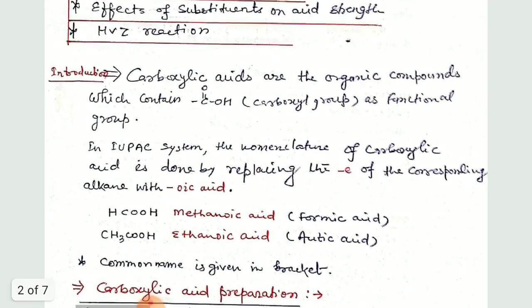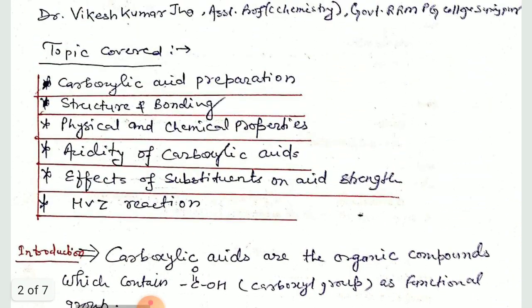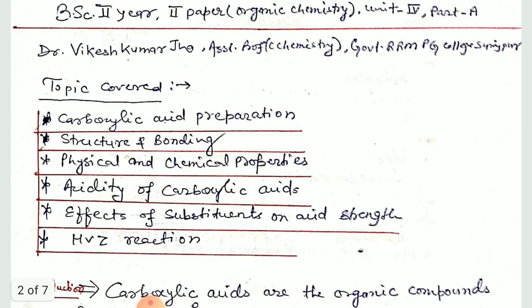So here we are going to discuss the topic as carboxylic acid preparation, structure and bonding, physical and chemical properties, acidity of carboxylic acid, effect of substituents on acidic strength, and finally HVZ reaction.